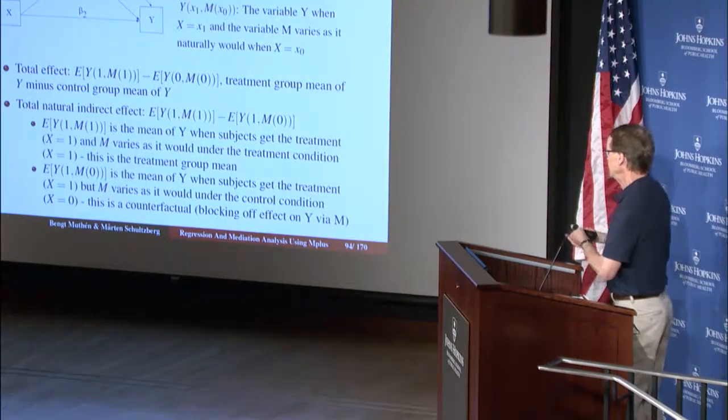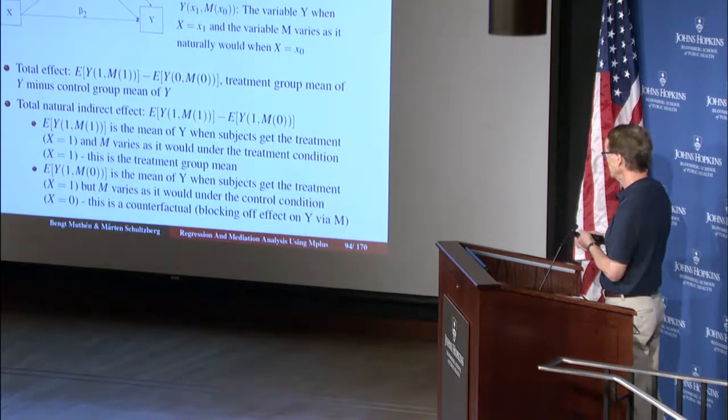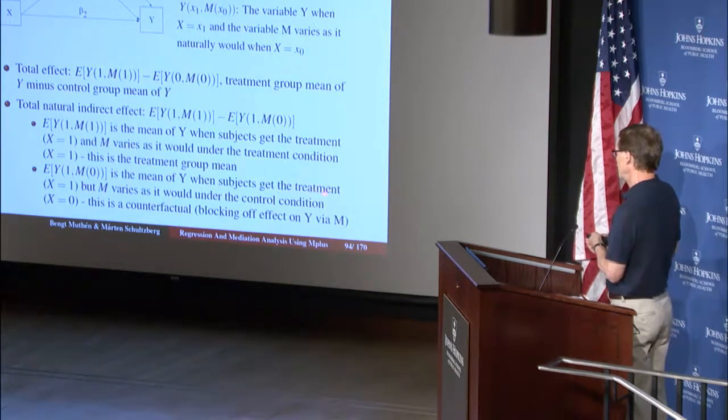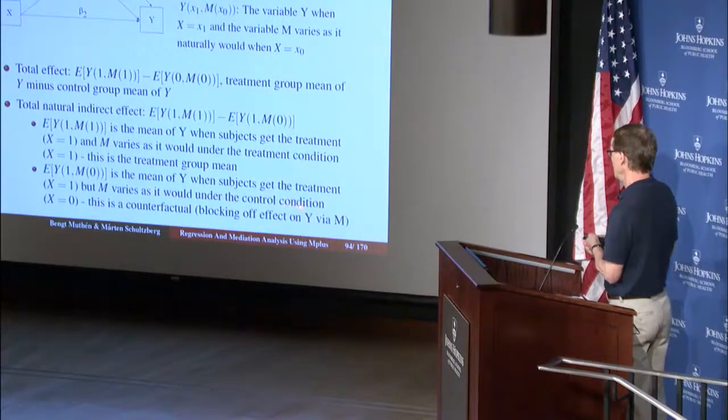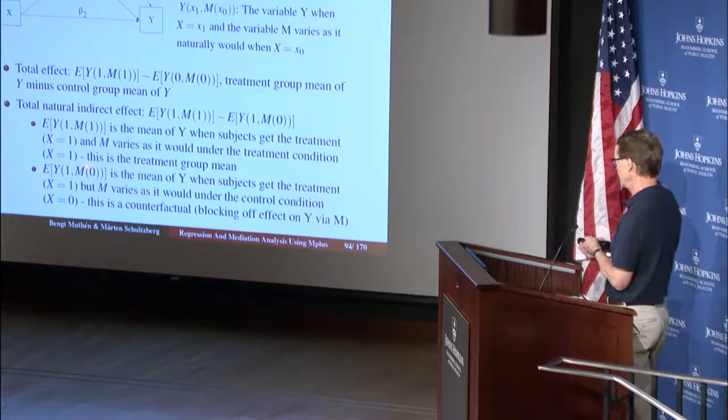Now the total natural indirect effect, if we get back to that, we looked at in the previous slide, you have 1, 1, 1, 0. 1, 1 is easy to understand. It's the mean of Y when subjects get the treatment, and M varies as it would under the treatment condition. This is the treatment group mean again, just like we set up here. But here's the counterfactual that's a little more involved. The mean of Y when subjects get the treatment, but M varies as it would under the control condition. So M varies as under the control condition.